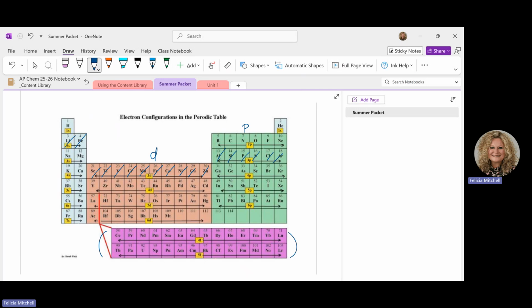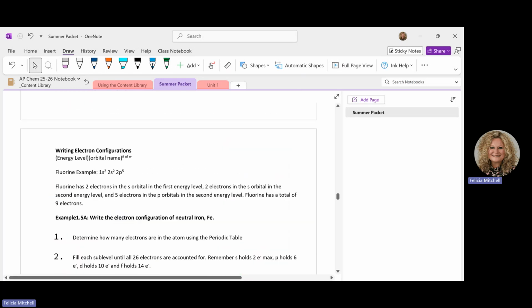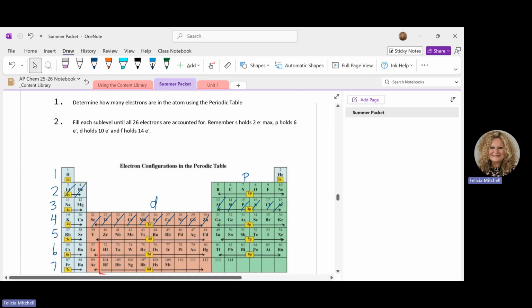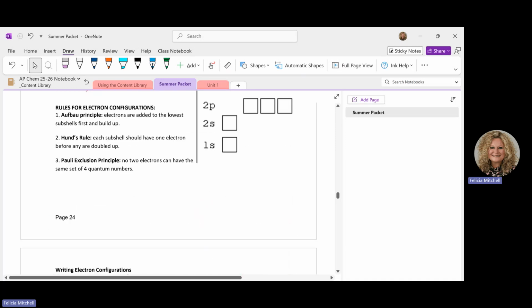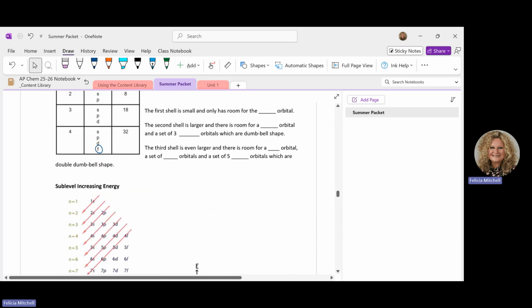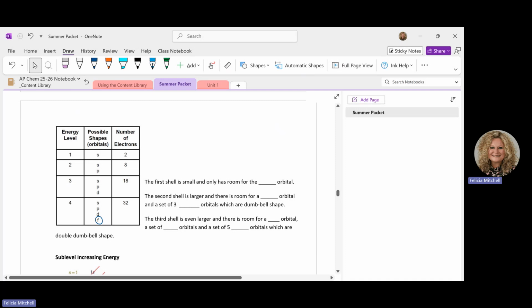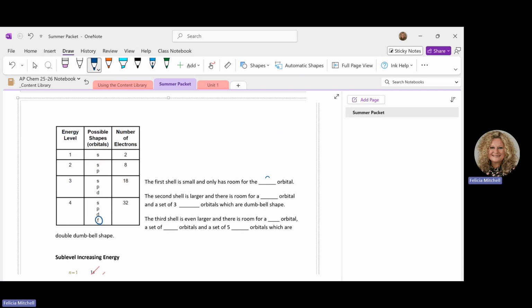You do need to realize that these energy levels or periods are where you're getting that first number. Like if you say 1s2, 2s2, the 2 in front of the S tells you you're in the second row. This is heavy on review. So the first shell, or the first energy level, meaning the first row, is small and can only hold 1 s orbital, or a total of 2 electrons.